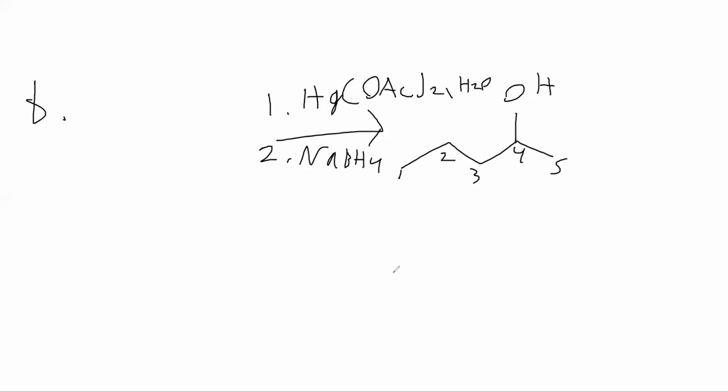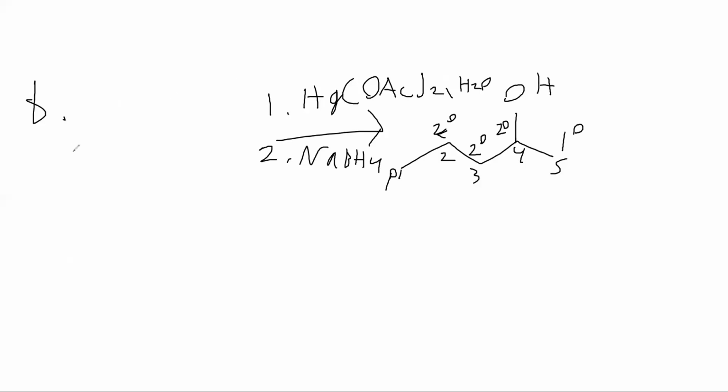And then the second thing is, this is secondary, this is secondary, this is secondary. But this at the end is primary, and this at the end is primary. So if we put a double bond here, both of the positions are secondary, so there's no regioselectivity. It would probably just form an equal mixture of both. You generally want to avoid forming a mixture of products, so you wouldn't want to use this.